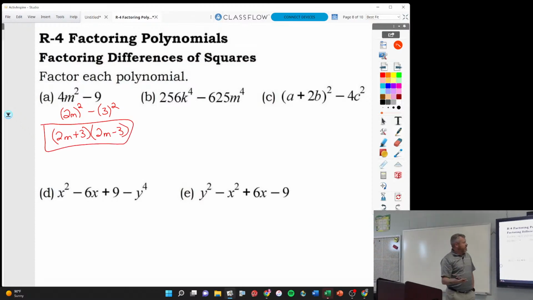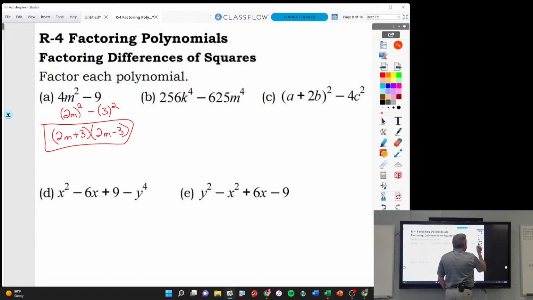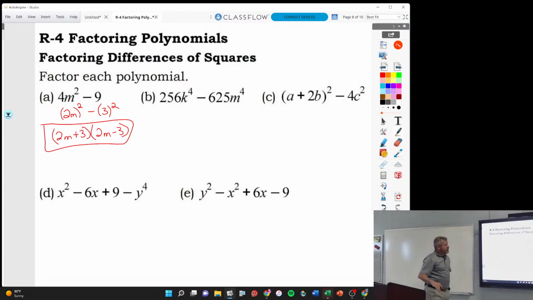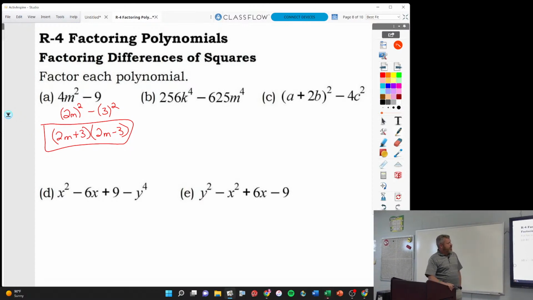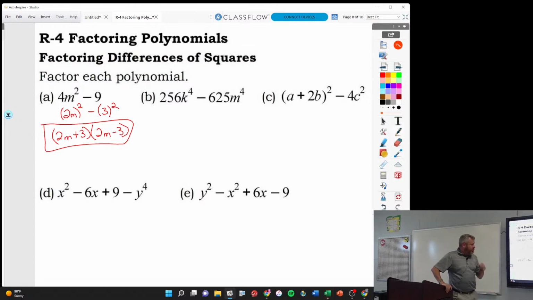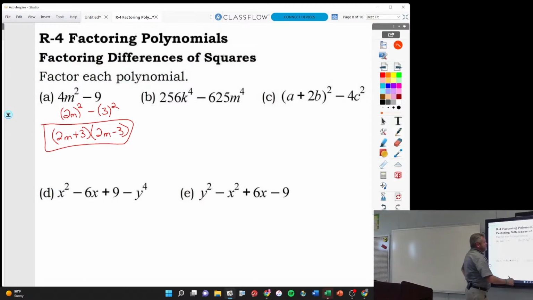Again, it's just a matter of memorizing those formulas or having them written down where you can get to them quickly and understand what's going on. Part B, 256k to the fourth minus 625m to the fourth. All right, so here we go. Perfect squares. The more perfect squares you know, the better. I always tell people if you'll memorize your perfect squares from 1 to 25, it's going to make life a lot easier. These are both perfect squares. We are subtracting. Therefore, by definition, this is a difference of two squares.